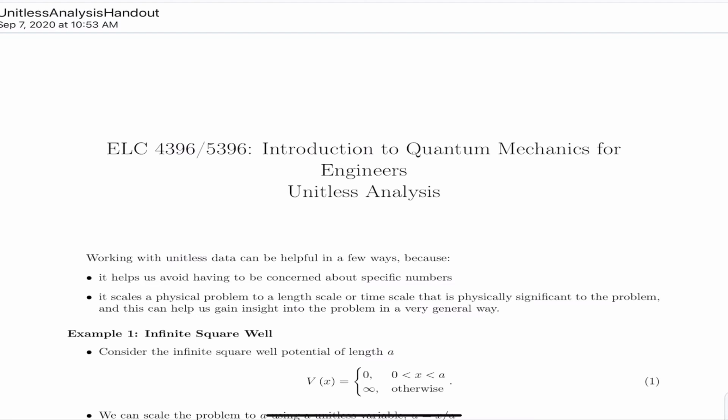In this tutorial, I'm going to discuss unitless analysis. This is useful for a number of reasons. First, it allows us to avoid being concerned about working with specific numbers in our problem. And second, it gives us physical insight into the problem because we can work with a length scale or a time scale that's relevant to the problem.